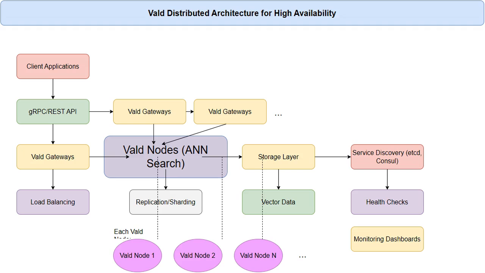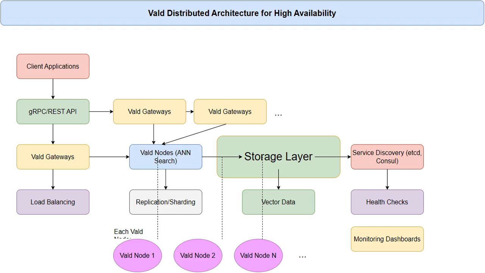Each Vald node in the cluster performs approximate nearest neighbor, ANN, search on its local subset of the vector data. This parallelization of the search process across multiple nodes is crucial for achieving high query throughput and low latency, especially with large datasets. This is about availability through distributed architecture as well as Vald advantages, ANN search.